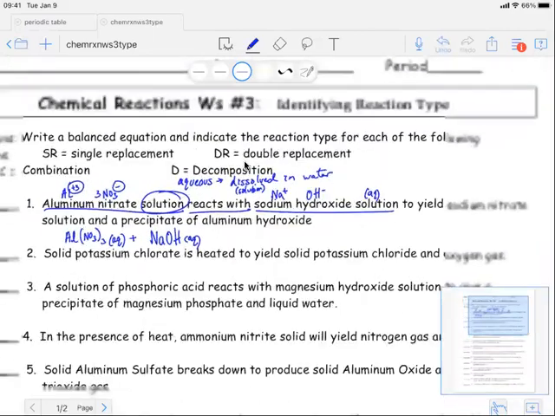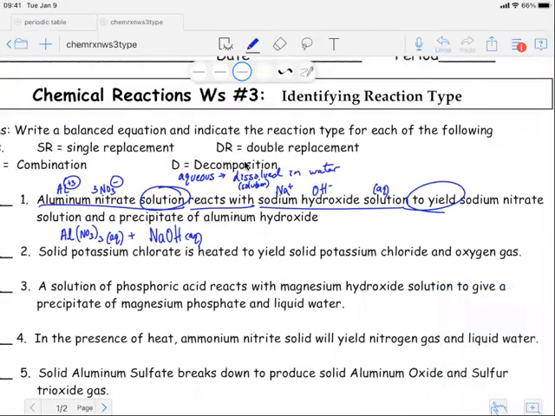And then we have to yield. Now, yield means to produce. So that means there's an arrow here to yield. That's what the arrow represents. And then we have sodium nitrate solution. So again, sodium is +1, since we have our ions already lined up there. Nitrate is NO3 minus. So that becomes NaNO3. And then it says solution, again, aq.